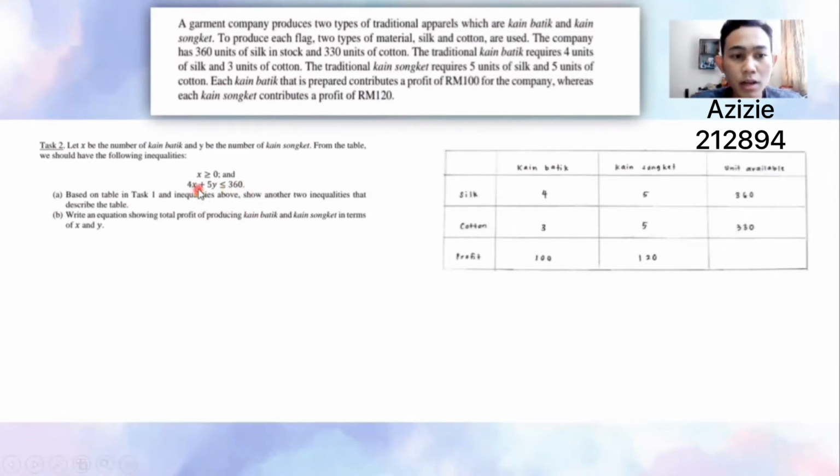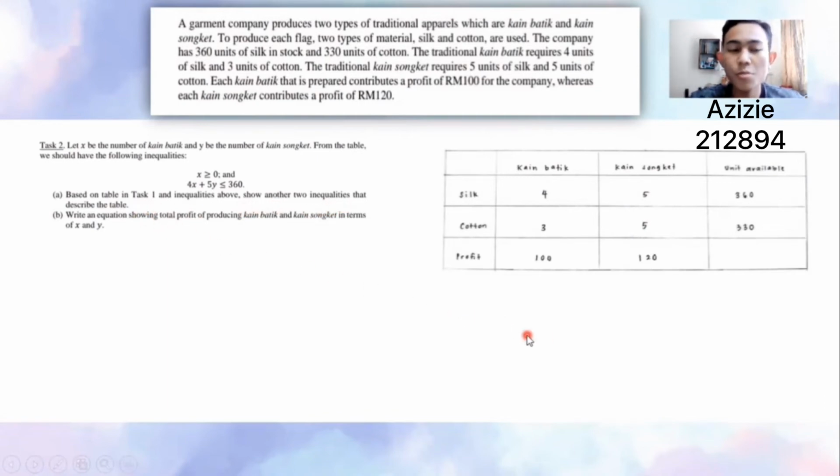So 4X plus 5Y less than or equal to 360 is from the cell here, which means that the 4 units of silk that kain batik uses for X, plus the 5 for kain songket, which is 5Y, must not exceed 360, so it must be less than or equal to 360. Based on the table in task 1 and the inequality above, show another two inequalities that describe the table.